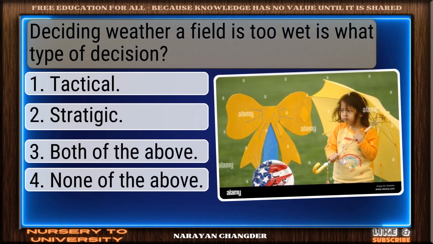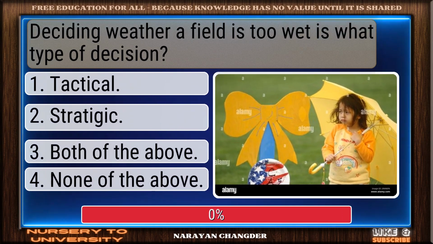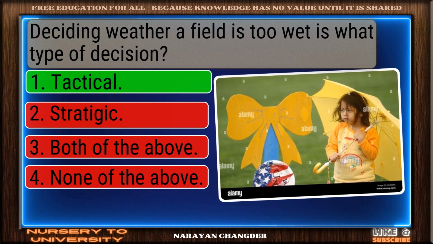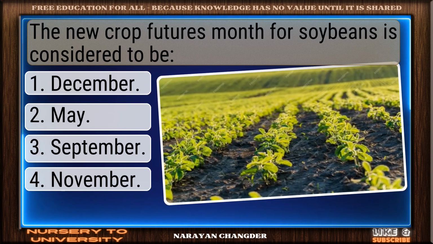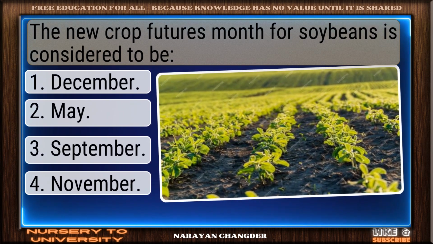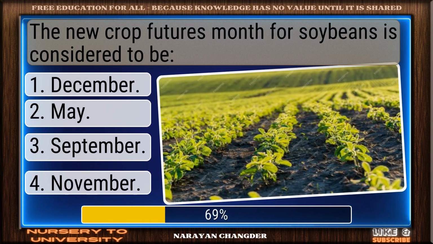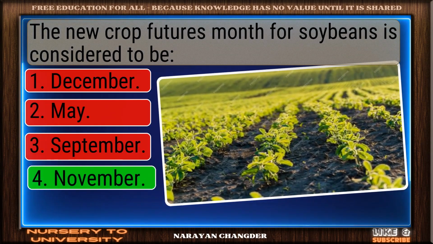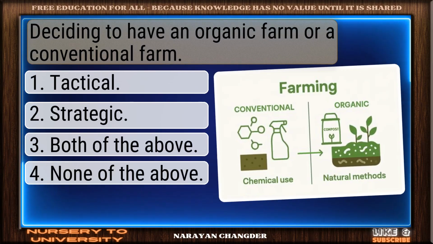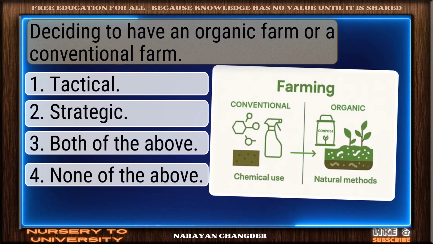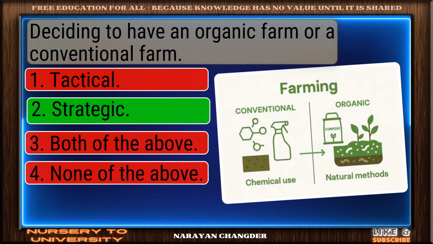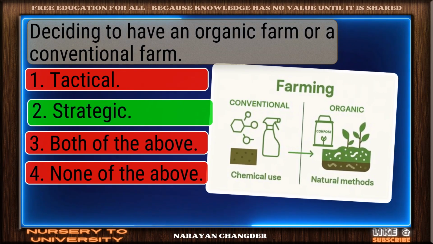Deciding whether a field is too wet is what type of decision? Smart pick. Tactical is the correct choice. The new crop futures month for soybeans is considered to be? Smart move. November is an accurate answer. Deciding to have an organic farm or a conventional farm. Bravo! Strategic is the answer.